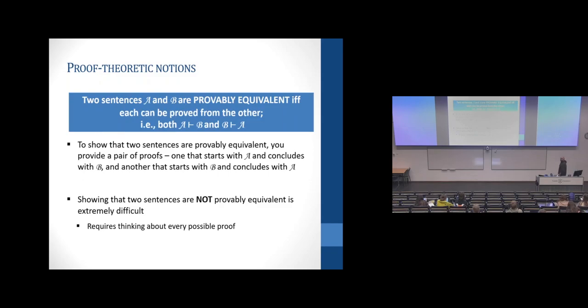The second concept is a property that will hold between two sentences. We'll say two TFL sentences are provably equivalent if and only if each can be proved from the other. That is, you can construct a proof starting with A that ends in B, and you can construct a second proof that starts with B and ends in A. So literally, that. You got to have both.